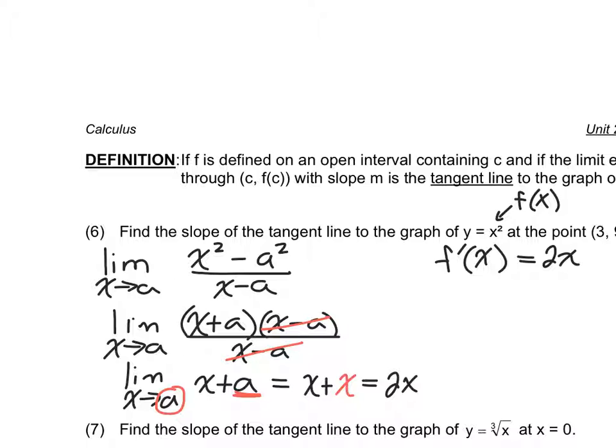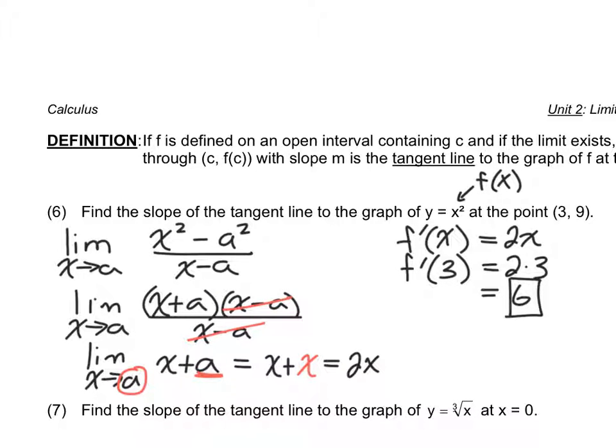I want that to happen when x is equal to 3. So 2 times 3 is equal to 6. And that's the slope of the tangent line. They didn't ask us to do anything more than that, like find the equation of the tangent line or anything. So we're in good shape. It said find it at the point 3 comma 9. That was a little bit of extraneous information. I didn't need the 9 in order to find the slope.